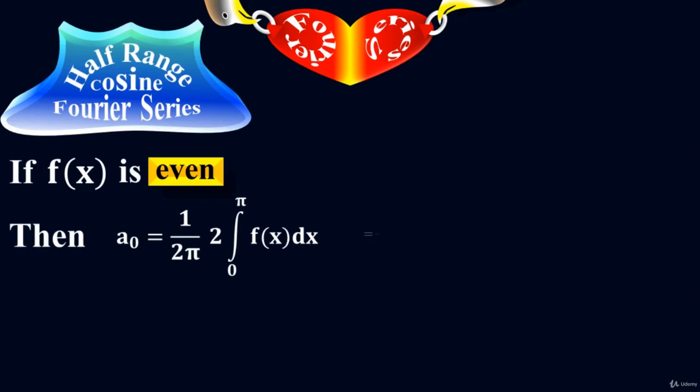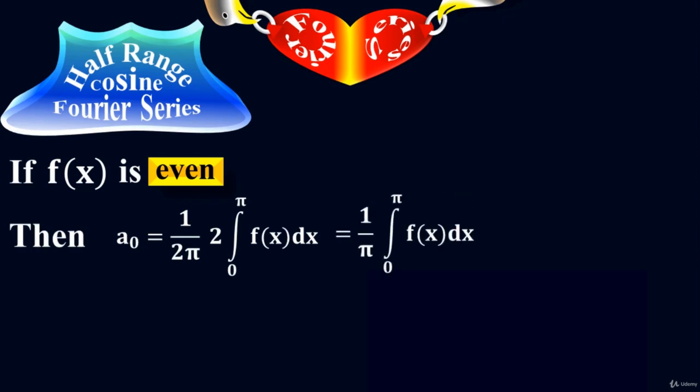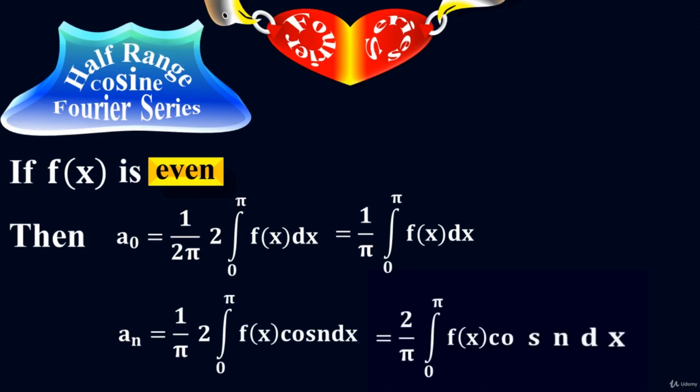Half-range cosine Fourier series. What is half-range cosine Fourier series? If the periodic function f of x is even, then I have the value for a sub naught, which equals 1 over pi times the integral of f of x dx. Similarly, I have a sub n, which equals 1 over pi times 2 times the integral of f of x times cosine n x dx, which equals 2 over pi times the integral of f of x times cosine n x dx.